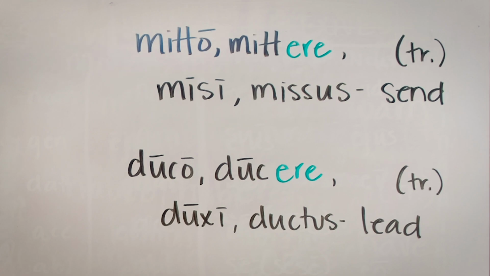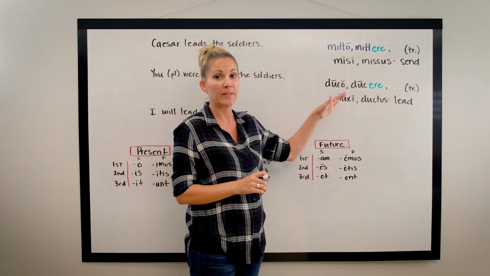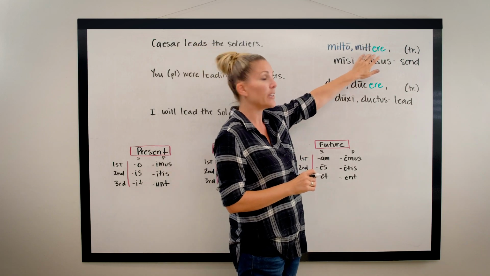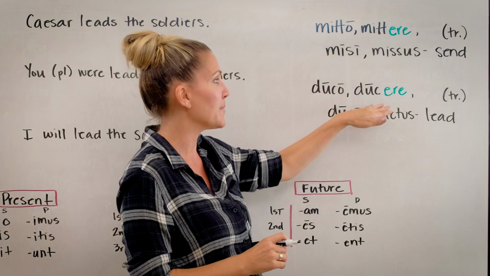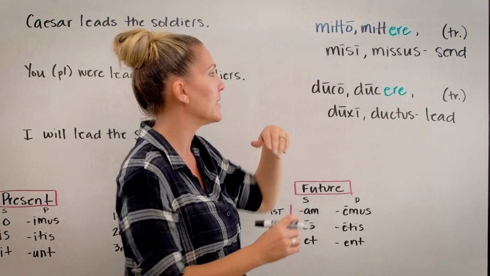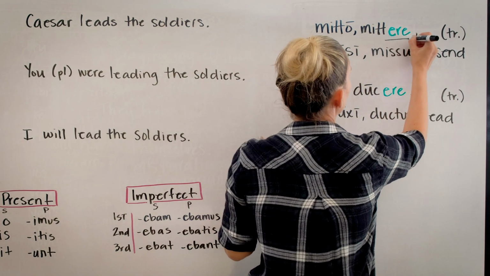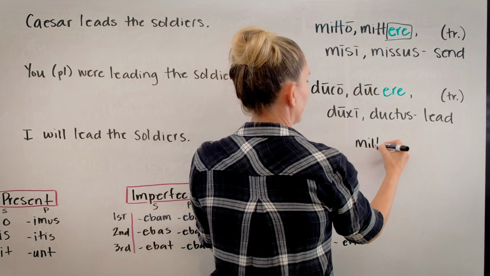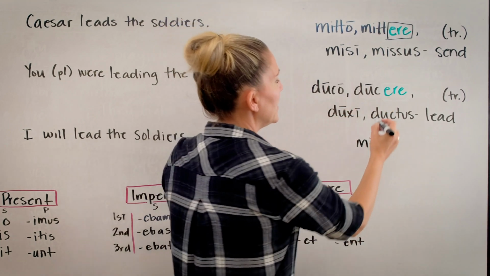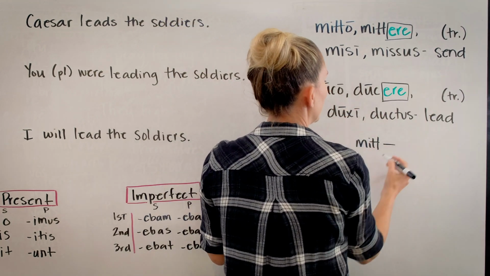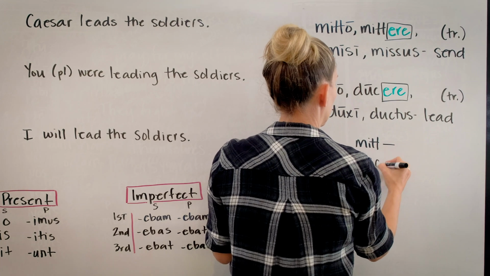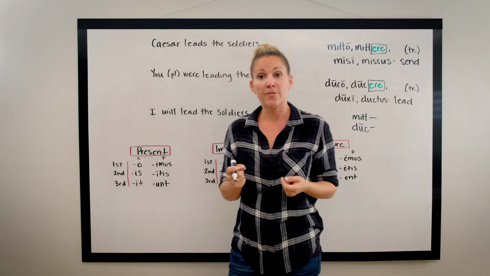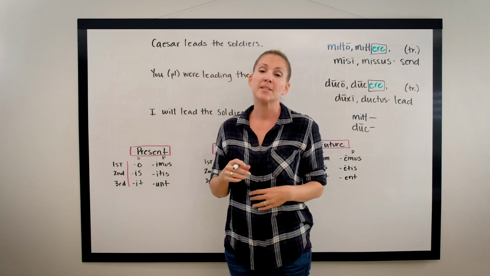So if I want to find the stem in the third conjugation, I follow the pattern of the first and second. I'm going to drop the ERE from the second principal part. This is my infinitive, so meaning to send, to lead. So I'm just going to drop this ERE here, and that will give me the stem MITT. I'm going to drop this ERE here, and so for this verb meaning to lead, the stem will be DUC, duk.